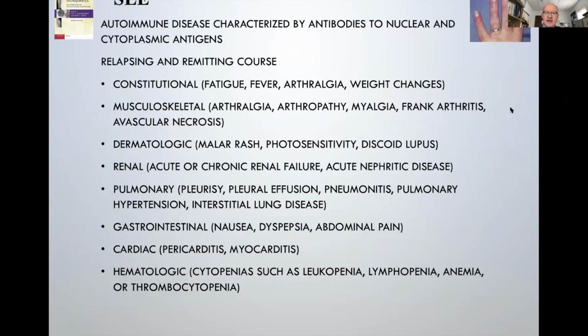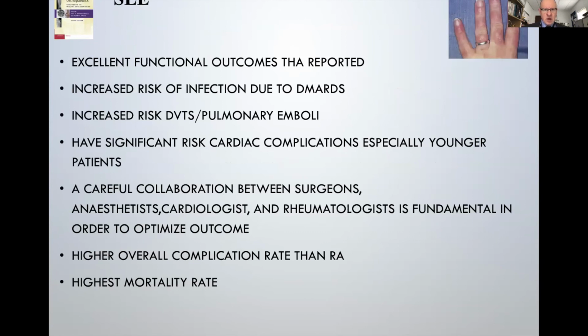Moving on to SLE, this is an autoimmune disease characterized by antibodies to nuclear and cytoplasmic antigens. It presents relapsing and remitting. It can have constitutional symptoms, including fatigue, fever, arthralgia, weight changes, musculoskeletal symptoms, dermatological, renal, pulmonary, gastrointestinal, cardiac, and hematological. Excellent functional outcomes for total hip arthroplasty have been reported in these patients.